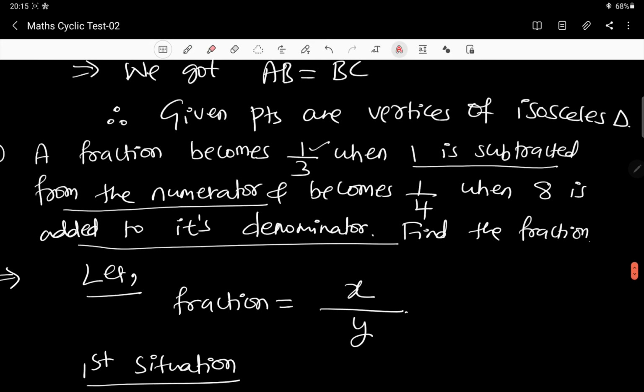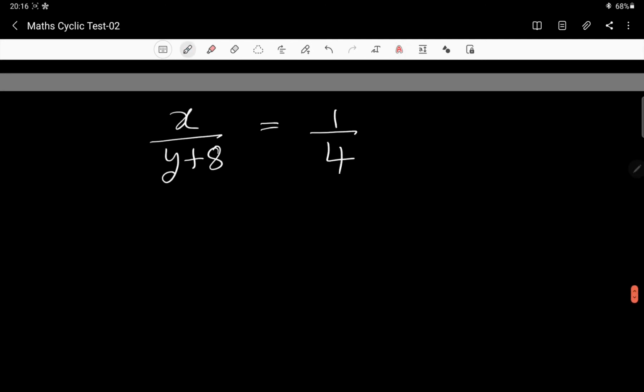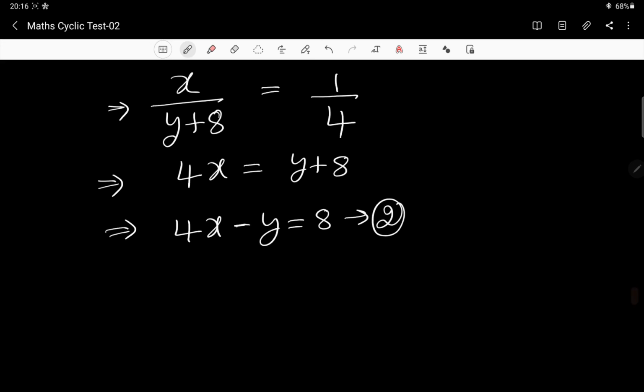Please have a look at these red marks. It becomes 1 by 4 when 8 is added to its denominator. I have added 8 to the denominator, and now it has become 1 by 4. So now let me form one more equation from this. If you send the 4 this side, it becomes 4x, and that is equal to y plus 8. Then the equation becomes 4x minus y is equal to 8, and let me name it as equation number 2.